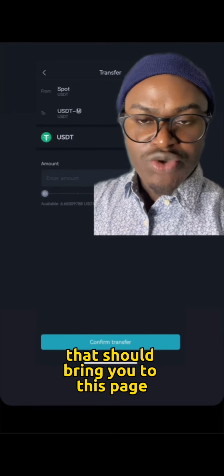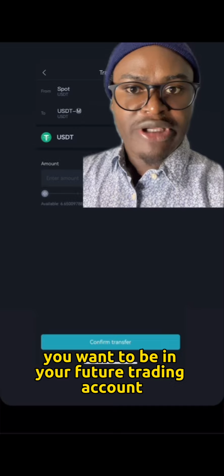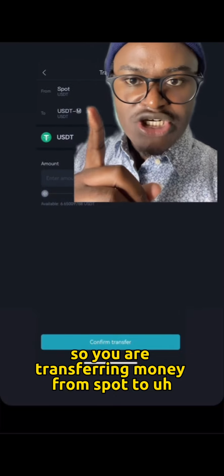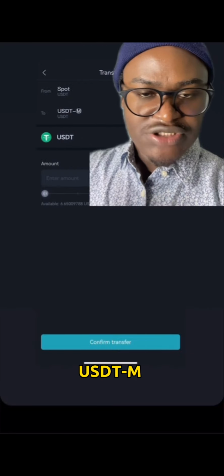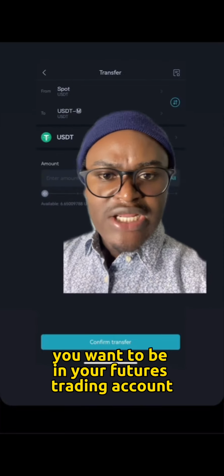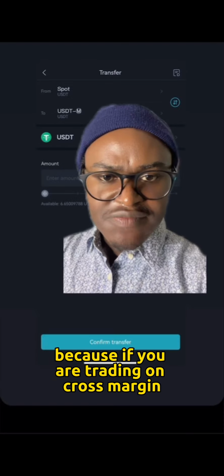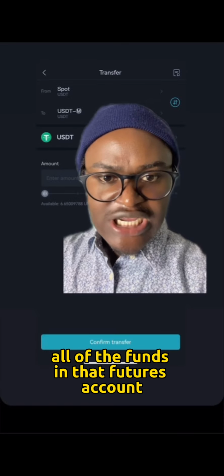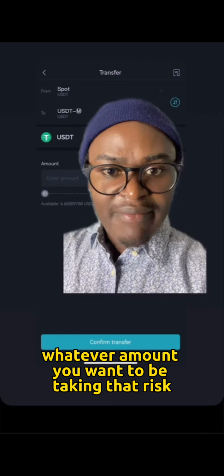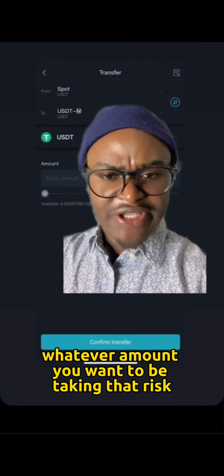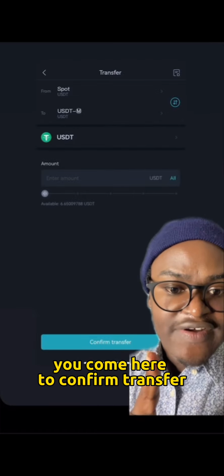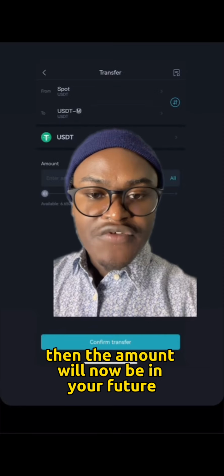That should bring you to this page where you will allocate whatever money you want to be in your futures trading account. So you are transferring money from spot to USDTM futures. Here you can regulate whatever percentage you want to be in your futures trading account. Now, this is important because if you are trading on cross margin, all of the funds in that futures account will be affected by the trade. So it is very important to allocate whatever amount you want to be taking that risk, essentially. When you are done with this, you come here to confirm transfer. Then the amount will now be in your futures trading account.